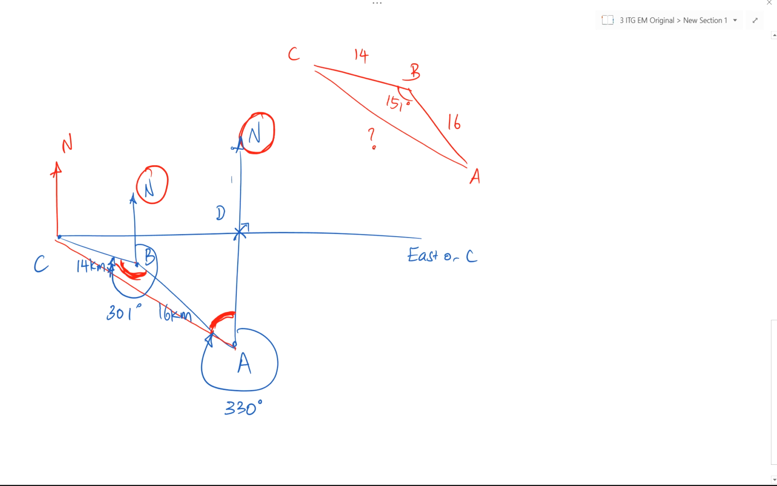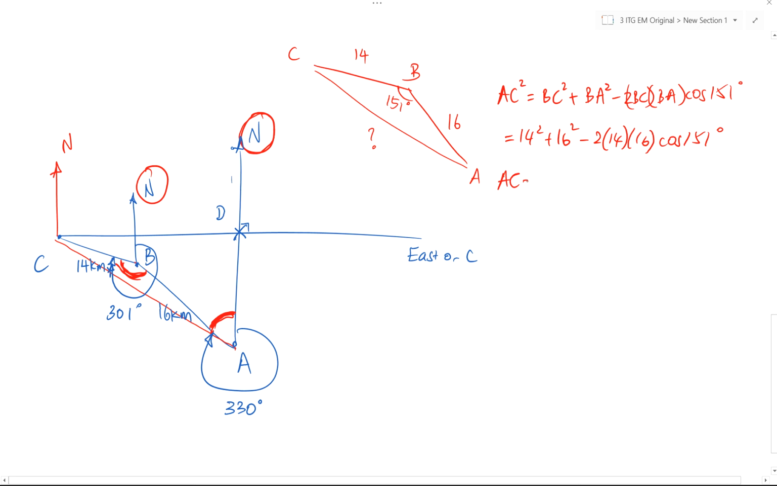According to our cosine rule, AC square equals BC square plus BA square minus 2 BC BA cosine 151 degrees. But I said you can actually do the substitution straight away already. So we get 14 square plus 16 square minus 2, 14, 16 cosine 151 degrees. So AC will just be the square root of that value, round it off to 3SF. And of course, put in the units in kilometers. How much is it? 29.0. Okay, thank you. Then the bearing of C from A.